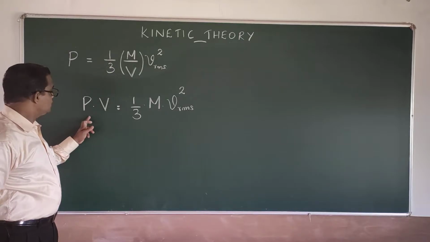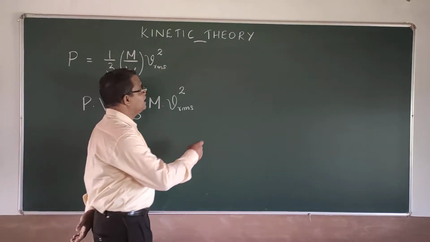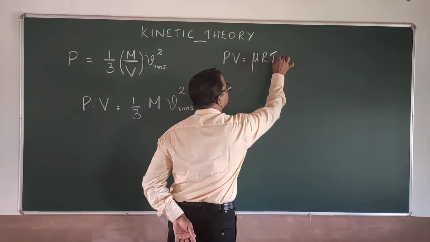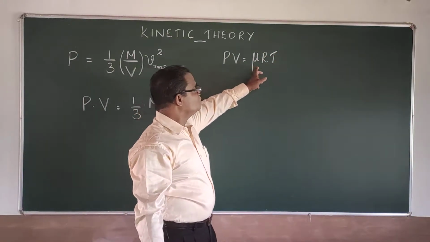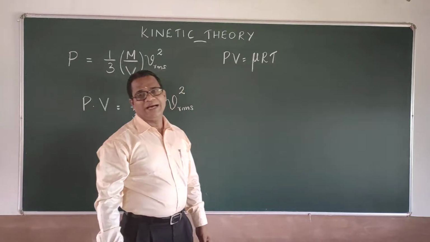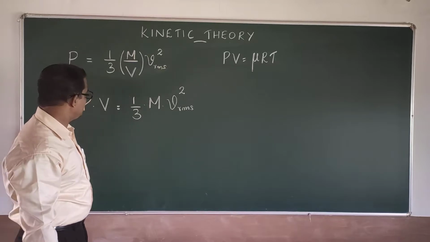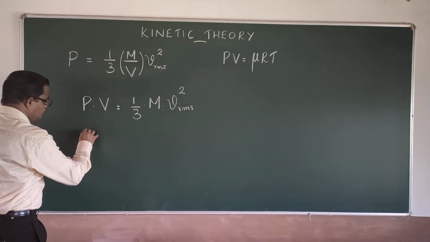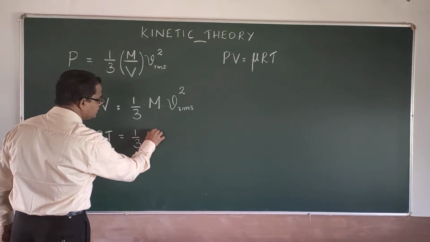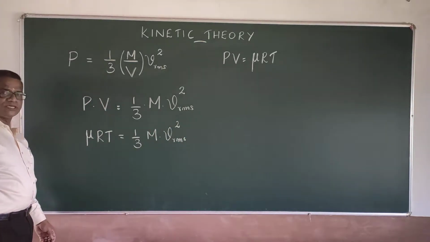But we know that here we have taken the gaseous system, therefore for the gas we can have PV equal to mu RT, where mu is the number of moles, R is the gas constant and T is the absolute temperature of the gas. If you compare that with this one, we get mu RT equal to 1 by 3 M Vrms square.